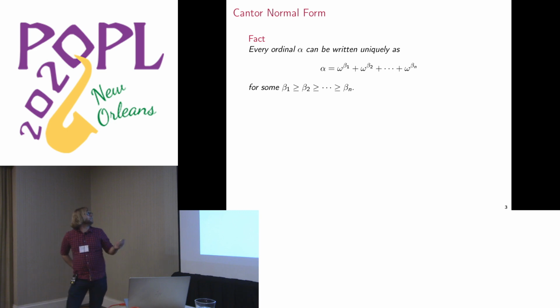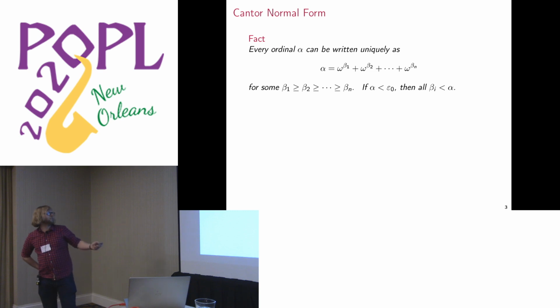The way I'm going to get there is using this fact about the so-called Cantor normal form of ordinals, which says that every ordinal can be uniquely written as a sum of powers of omega. The important thing is that these exponents can be given in a decreasing manner. Here I'm using less than or equal to. There's also a variant where this is strictly less than, but this is the one I would like to use now. And the reason I mentioned epsilon 0 earlier is that if alpha is smaller than epsilon 0, the least fixed point of the omega to the power operation, then all of these exponents are in turn smaller than alpha.